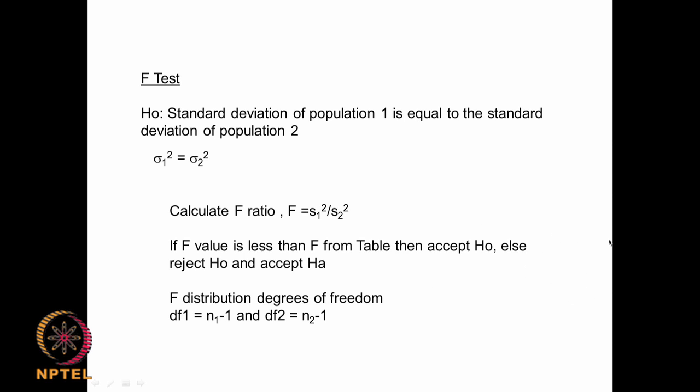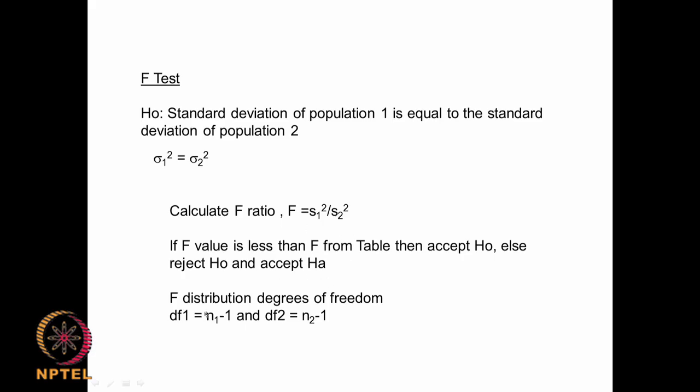Basically it does an F ratio calculation, so that is S1 square, the variance from sample 1, divided by the variance from sample 2. So, the null hypothesis will be that the variances of the populations are equal, the alternate could be that they are different, or sigma 1 square greater than sigma 2 square and so on. So, we also have a table, the F table. If the F value calculated is less than the F table, we do not reject the null hypothesis, we accept the null hypothesis.